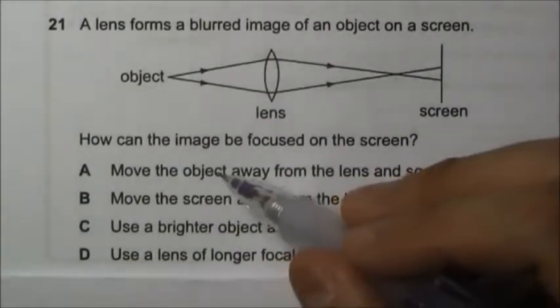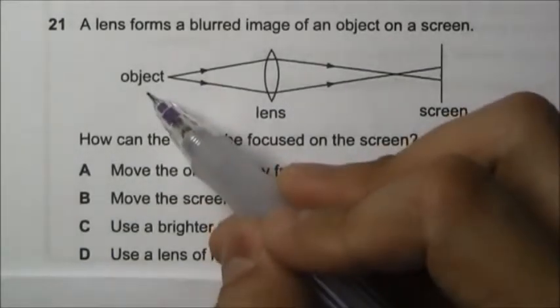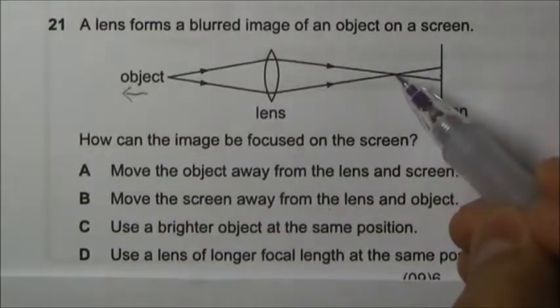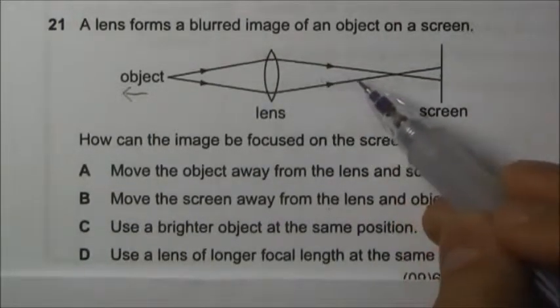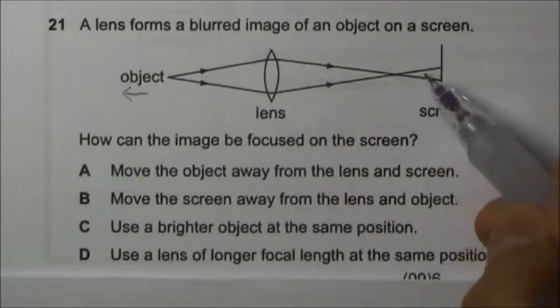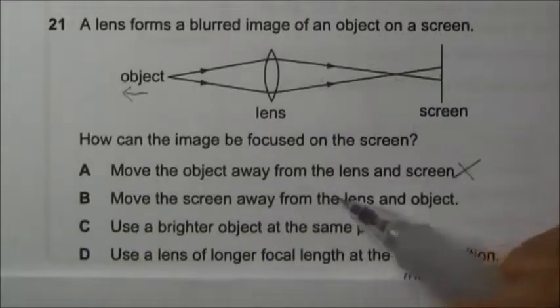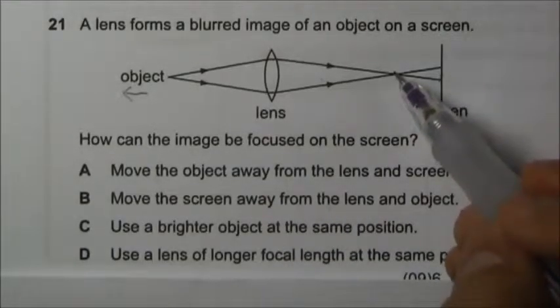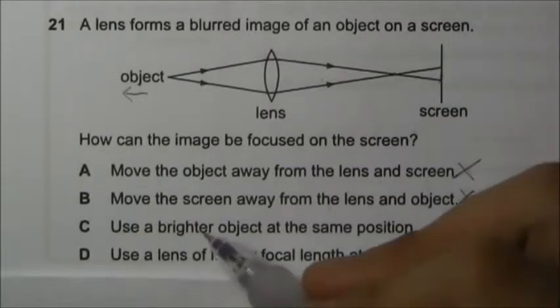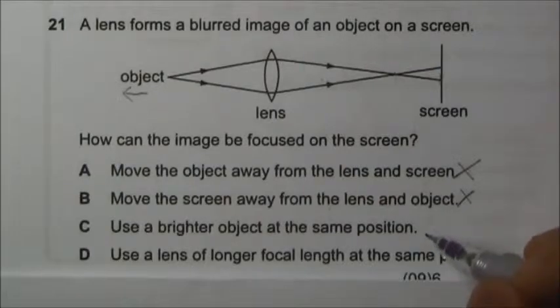By moving the object away from the lens and the screen, the further you move this object backwards, the image will be formed nearer to the lens. So this will not help the image to be focused on the screen. So this is wrong. Move the screen further away. If you move the screen further away, it does not catch the image that is formed here. So this is also wrong. Using a brighter object at the same position will only yield a brighter image. So this is wrong as well.